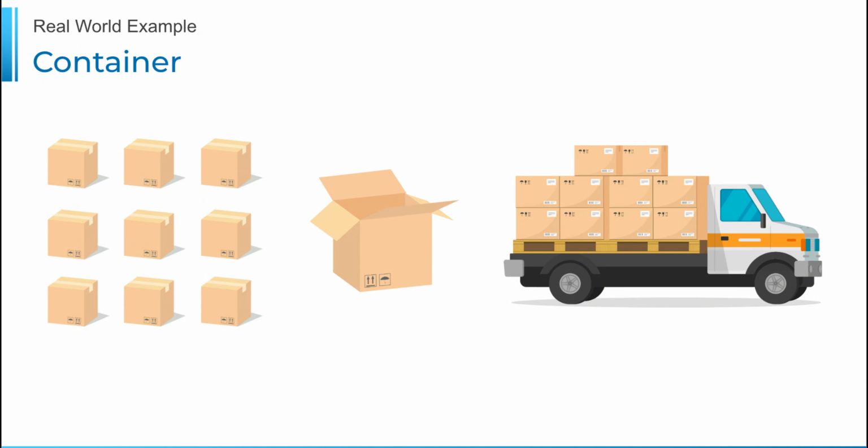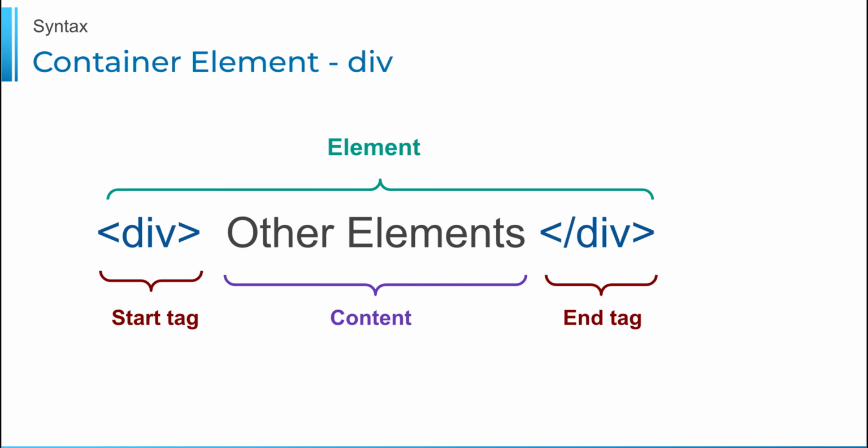Now let's see what this container element is and its syntax. As you observe here, we use div as the container element. And how do we write it? We first write the start tag div in angle brackets, and further we write other elements, like the heading element, paragraph or button element, etc. All of those HTML elements that need to be combined should come under the content, and then at last we write the end tag as /div.